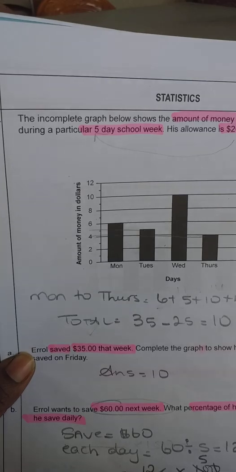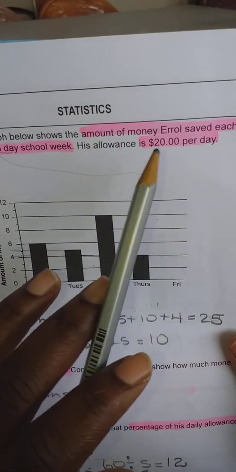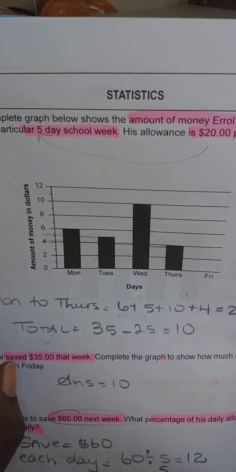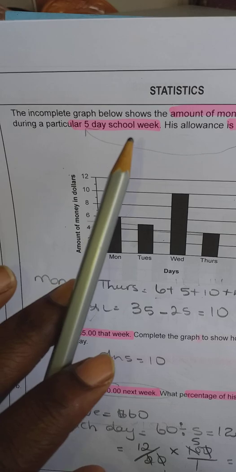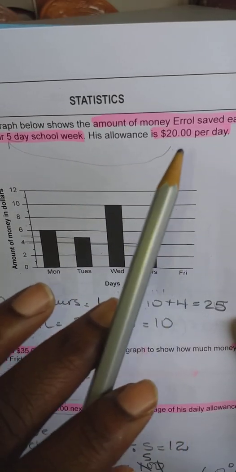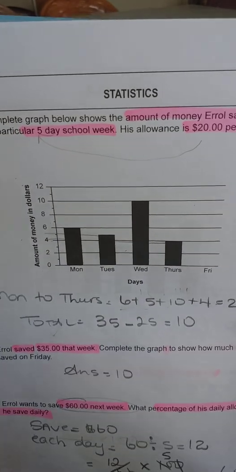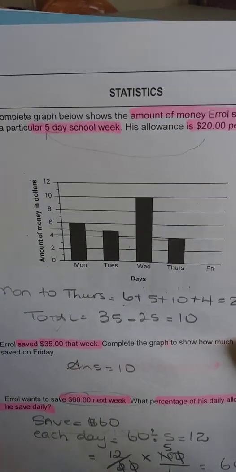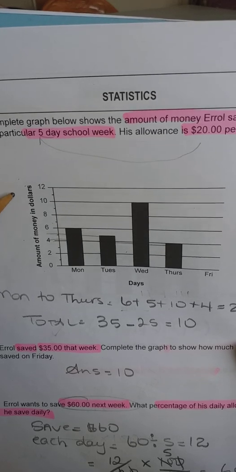Right? Next question. Again, an incomplete graph. The incomplete graph below shows the amount of money Errol saved each day during a particular 5-day school week. His allowance is $20 per day. Right. Look at your bar graph. Read your information on each scale, on each axis. Amount of money in dollars, and we have the days.